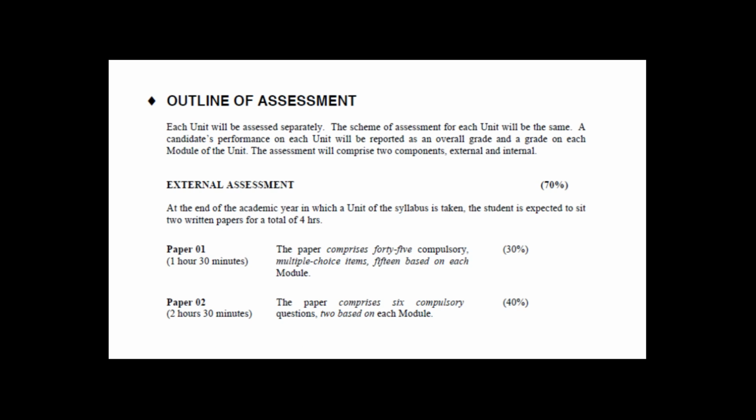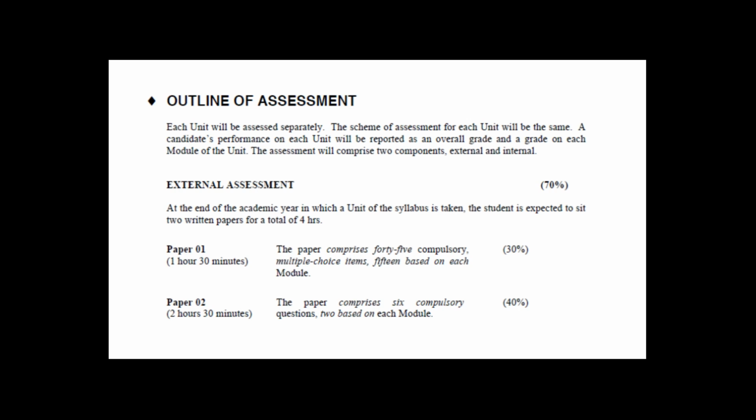So then, an outline of the assessment. Basically we have external assessment, which is out of 70%. Notice this is different, therefore, from subjects such as chemistry, biology and physics, where the external is 80. It's only 70 for environmental science, which means the IA is worth 10% more. It's 30%.